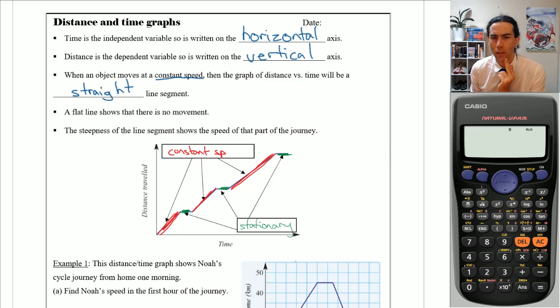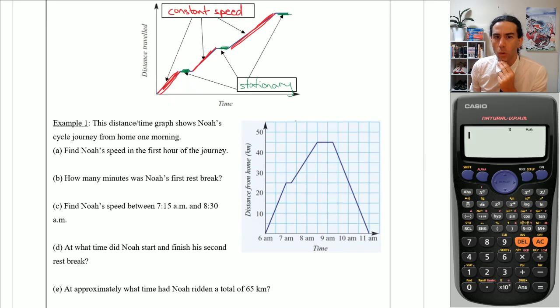We get right into the examples. So I'm going to scroll down a little bit. Example 1. Distance time graph. So it shows distance from home. That's important. So you start at home and then start moving away, stop for a little bit, and go on.